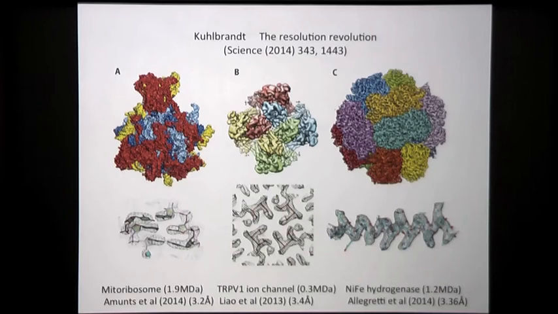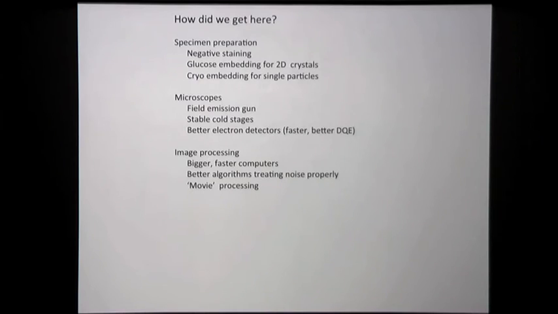And as I said at the beginning, it's an extremely exciting time. If you can make your specimen, if it's bigger than about a quarter of a megadalton, you can make it cleanly, get it in the microscope, you have every chance of getting an atomic structure out of it. Just to summarize, it's been quite a long journey, a long story. How did we get here?